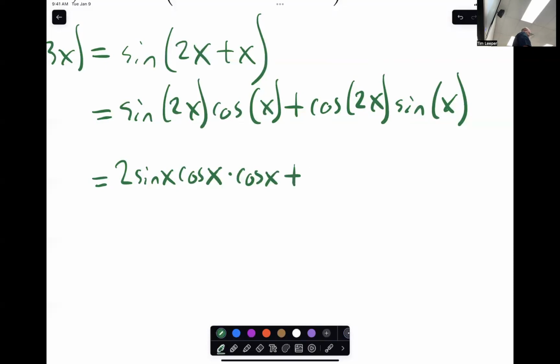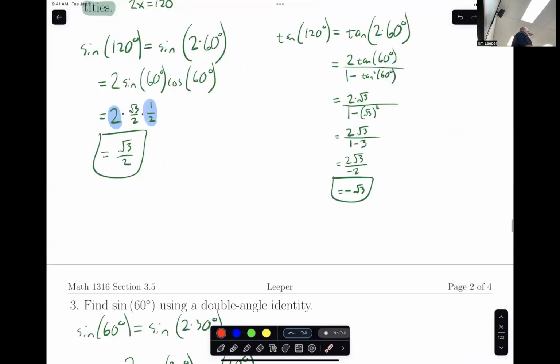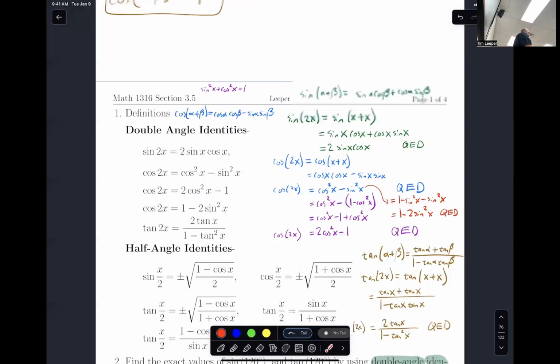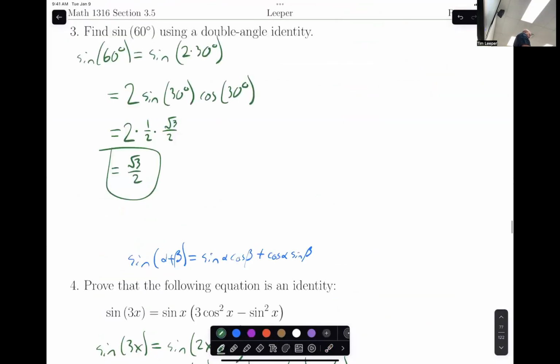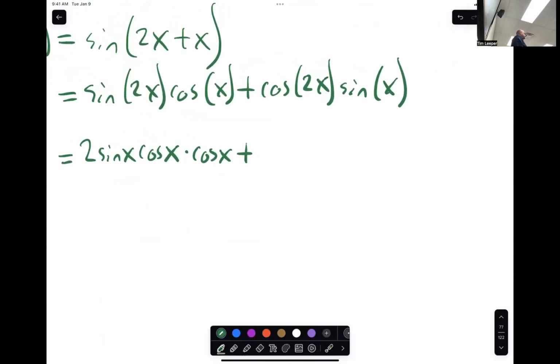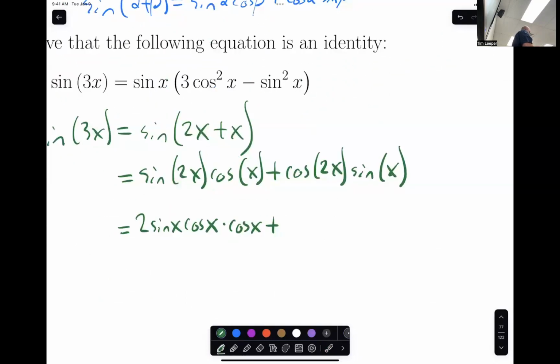And then plus, well, now notice that we have cosine of 2x. I need to use its double angle identity. Unfortunately, there are 3 of them. Cosine squared of x minus sine squared of x, 2 cosine squared of x minus 1, 1 minus 2 sine squared of x. And the question is which one should you choose? Well, you can choose any of them that you want, but there is one that will be better than the rest. So let's try and think about which one we need.